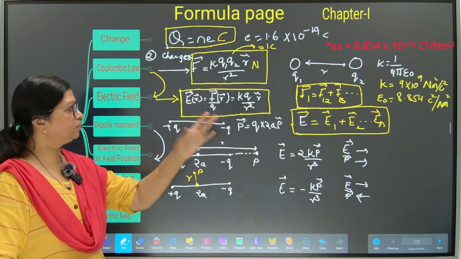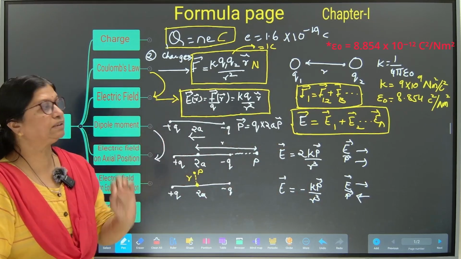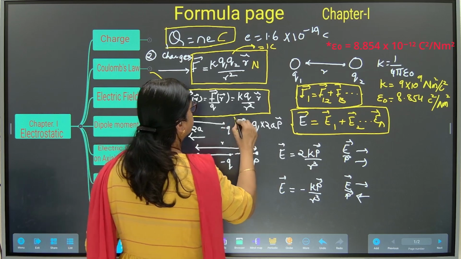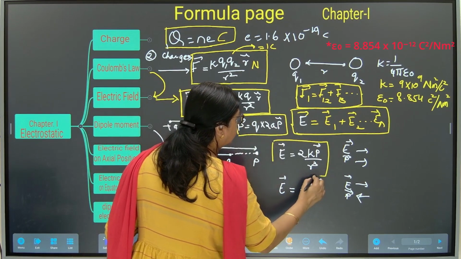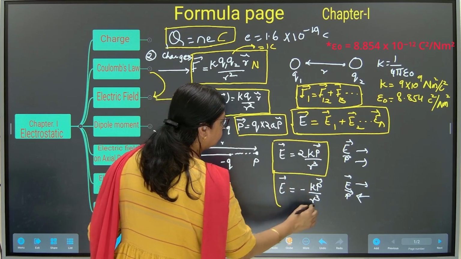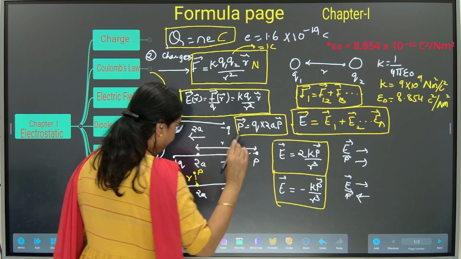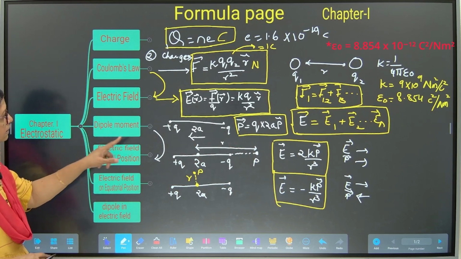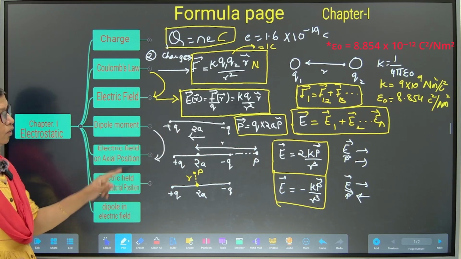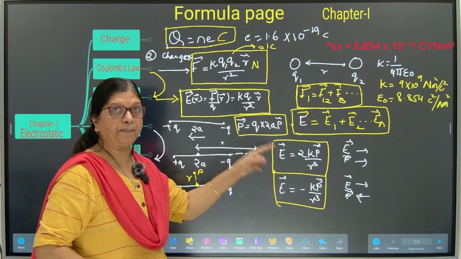Fine. These are also small points. Please remember, let us box these formulas so that they are in our remembrance as it is. Fine. Okay.